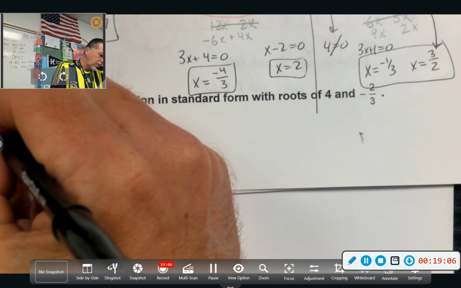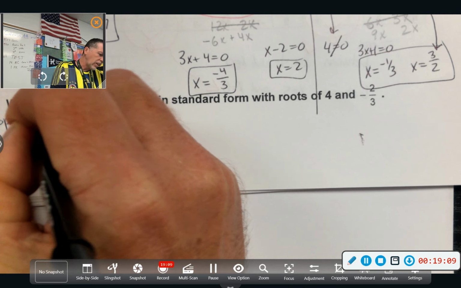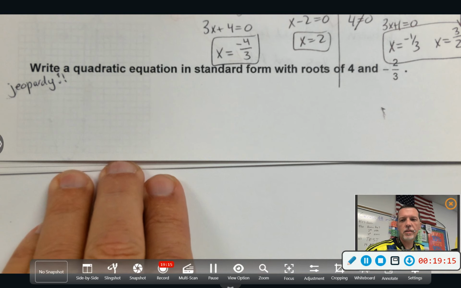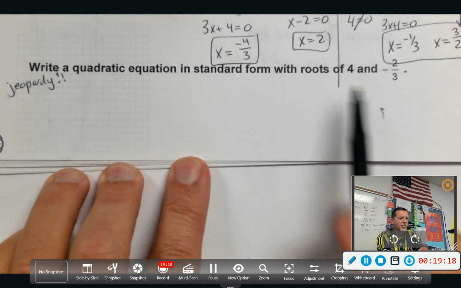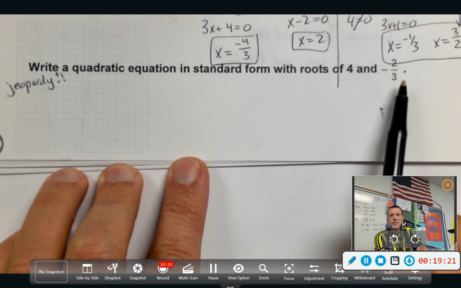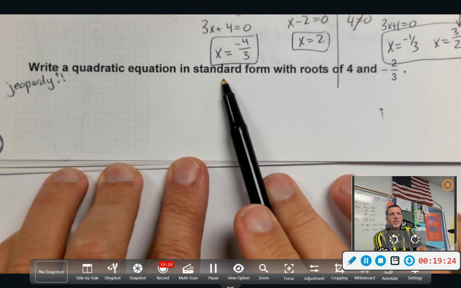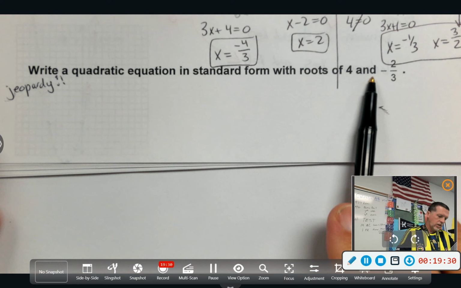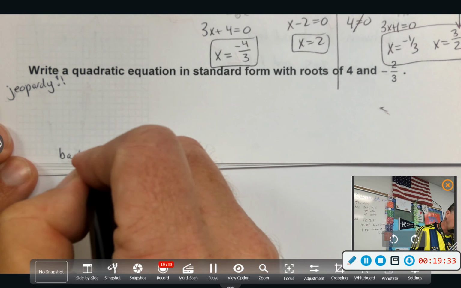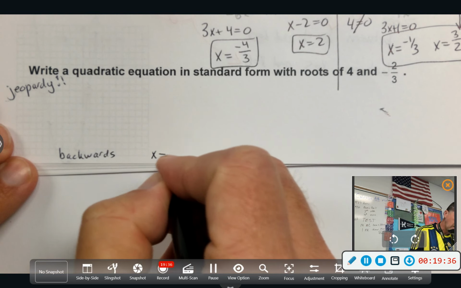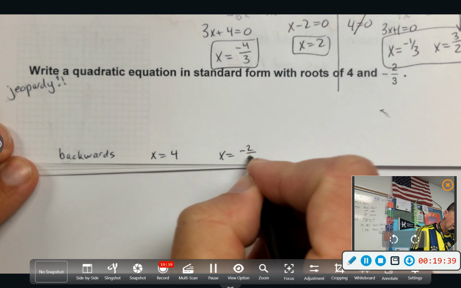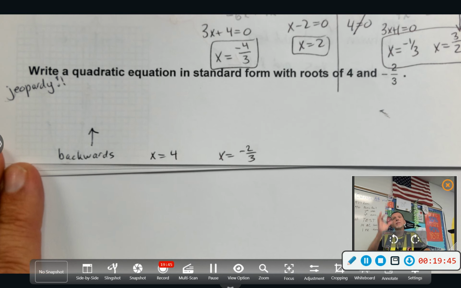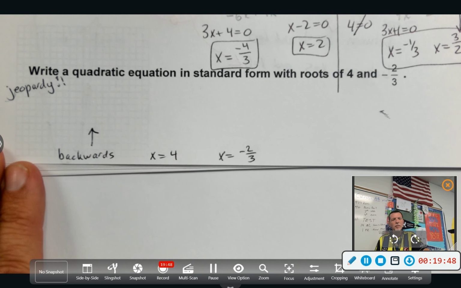What's new is this last question, which is kind of a Jeopardy question. Because we're giving you the answers, and we want the question, like what equation did this come from. So I'm actually going to start at the bottom. It's going to look weird maybe. My answers are x equals 4 and x equals negative 2/3, and I'm going to work up the page. When I'm finished, it'll look like a normal problem, even though I worked it backwards.